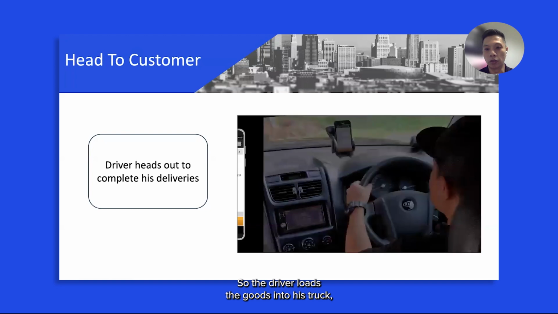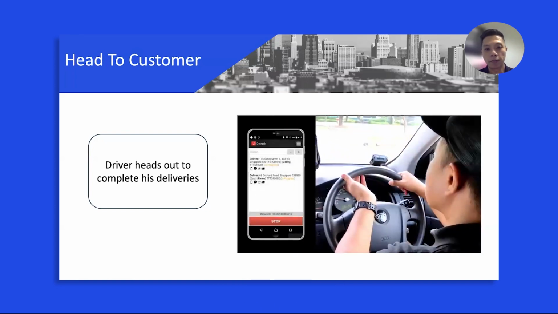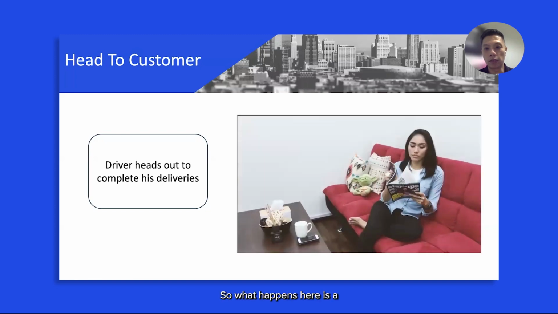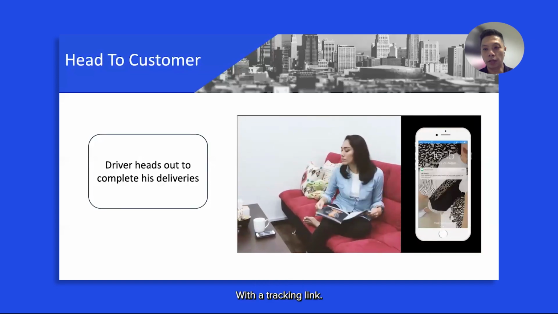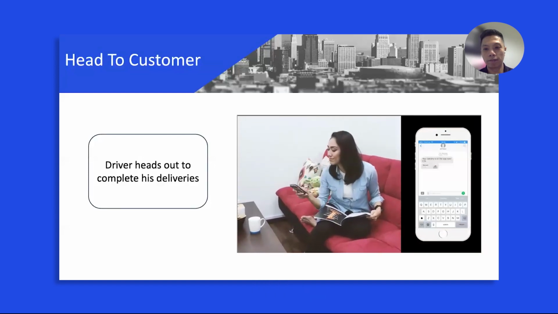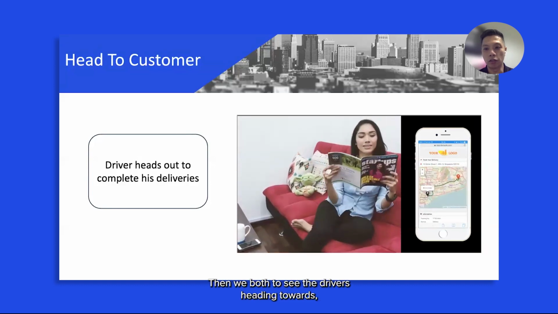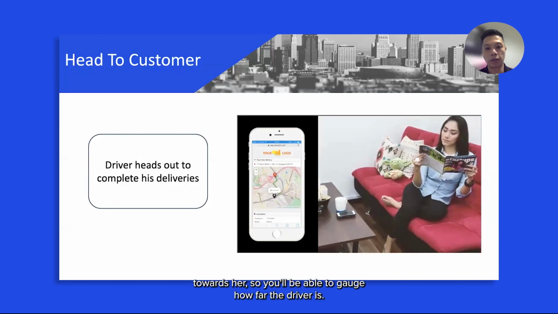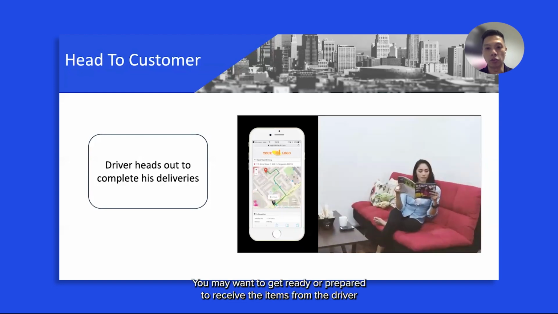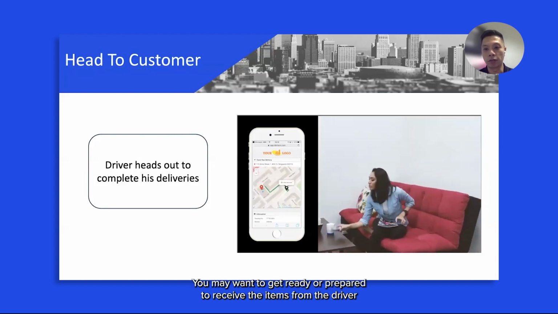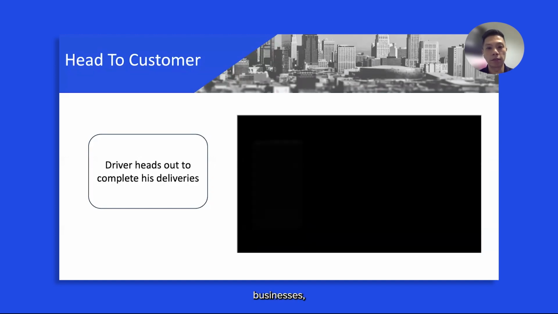So the driver loads the goods into his truck and he taps on the customer that he's heading to now. What happens here is a notification is sent to the recipient with a tracking link. The recipient clicks on the link and is then able to see the driver heading towards her. So you'll be able to gauge how far the driver is. And if the driver is nearby, you may want to get ready or prepare to receive the items from the driver. So this is useful for both B2C and B2B businesses.